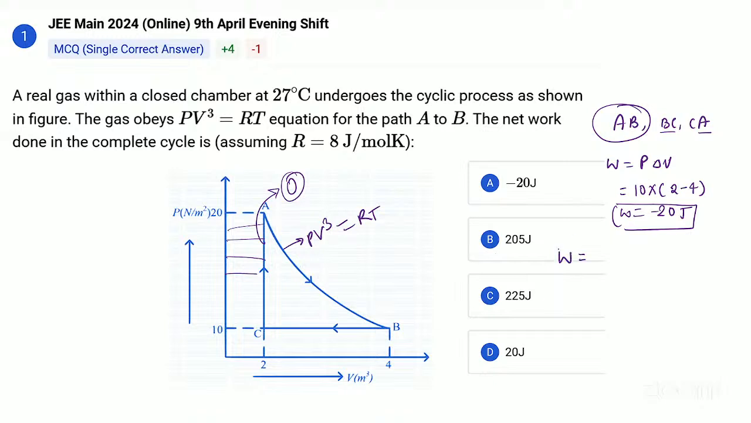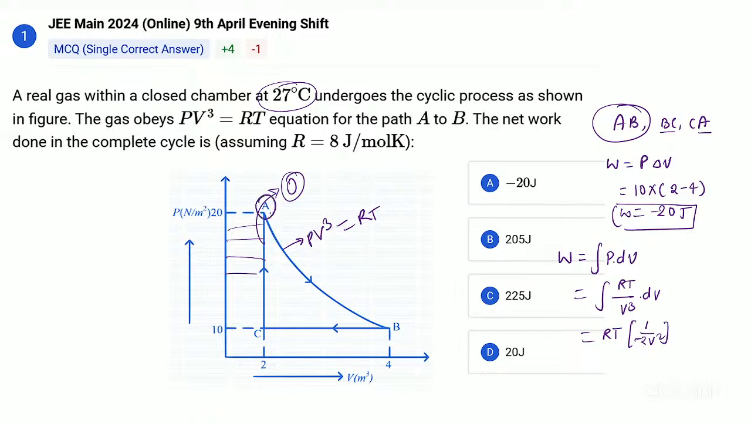Again, we know, if we do not have any idea about the process, try to apply this formula, PdV. Now P is nothing but written as RT upon V cube, dV, and temperature is constant, 27 degree. So we can say RT we can take common. It will be integration of V cube, which is nothing but minus 1 upon 2V square. The limits are 2 to 4.